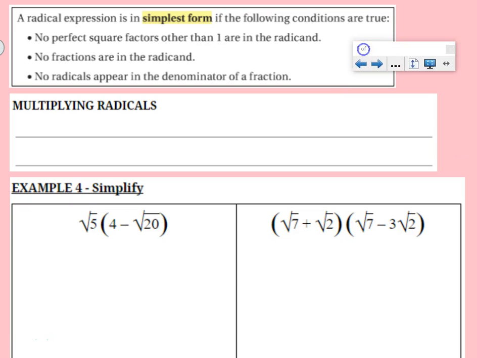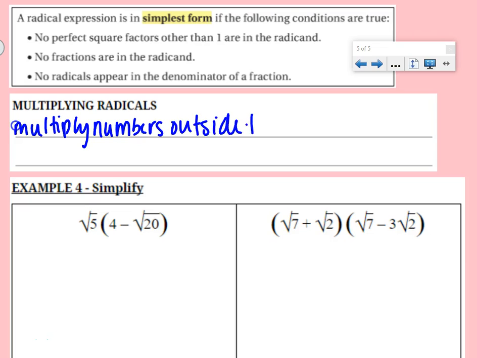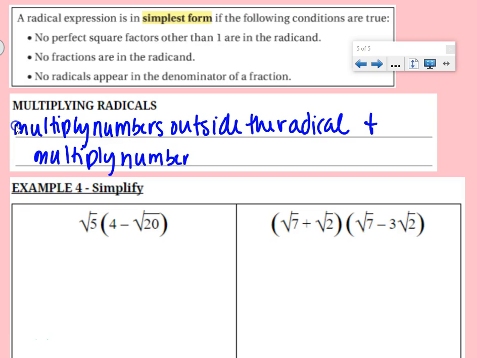Last example, multiplying radicals. When we multiply radicals, you can multiply numbers outside the radical and multiply numbers under the radical.